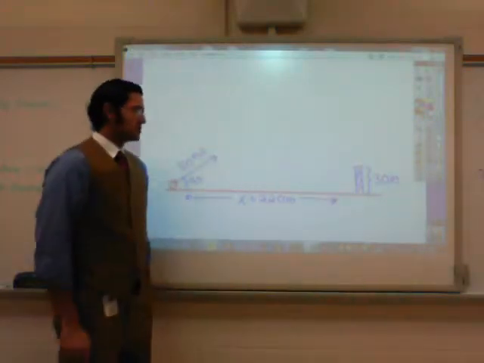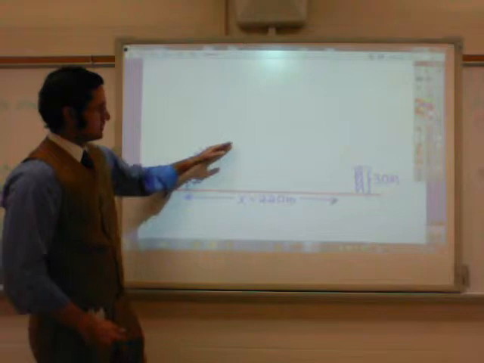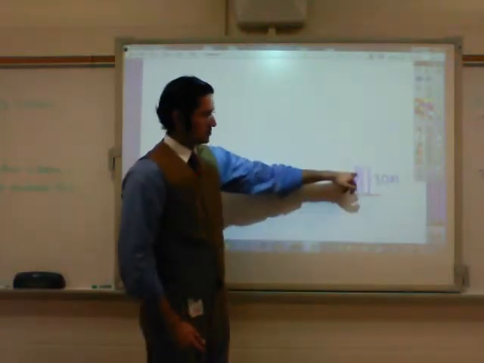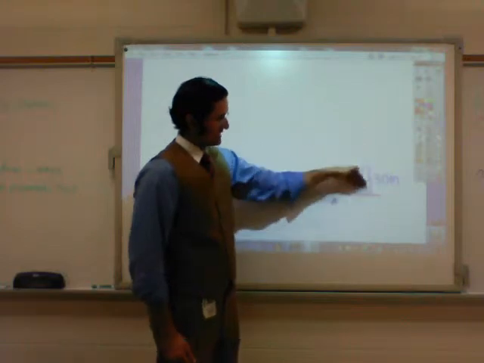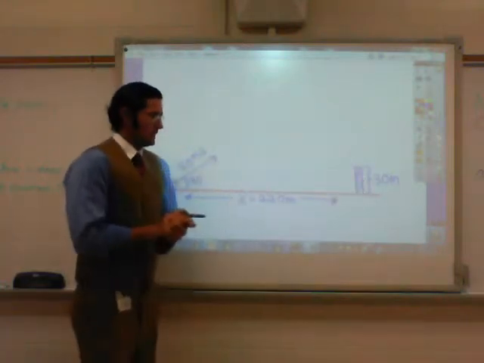The question is, does the cannonball end up striking the 30-meter tall wall, or does it clear the wall? Does it make it above the wall, or does it end up hitting the wall? So this is the idea that I'm going to use.